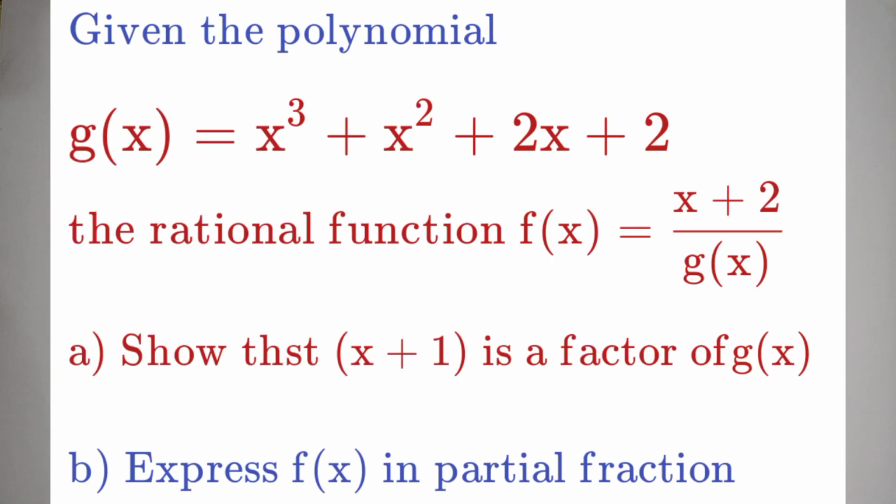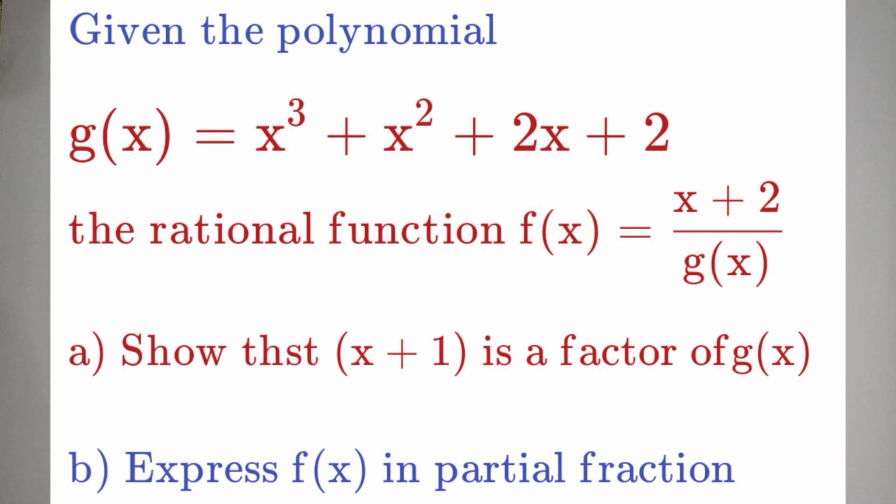In today's tutorial, we have the polynomial g of x given as x cubed plus x squared plus 2x plus 2, and the rational function f of x given as x plus 2 all over g of x. First, show that x plus 1 is a factor of g of x, and then next, b, express f of x in partial fractions.